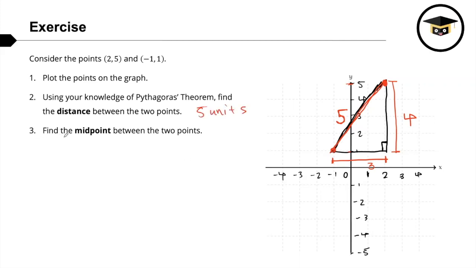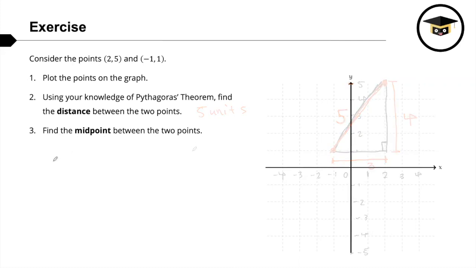And finally, we have question 3, find the midpoint between the 2 points. So I've just erased everything, so we're going to do it again. So we have -1, 1, that's that point here. And we have 2, 5 over here. So that's that point.